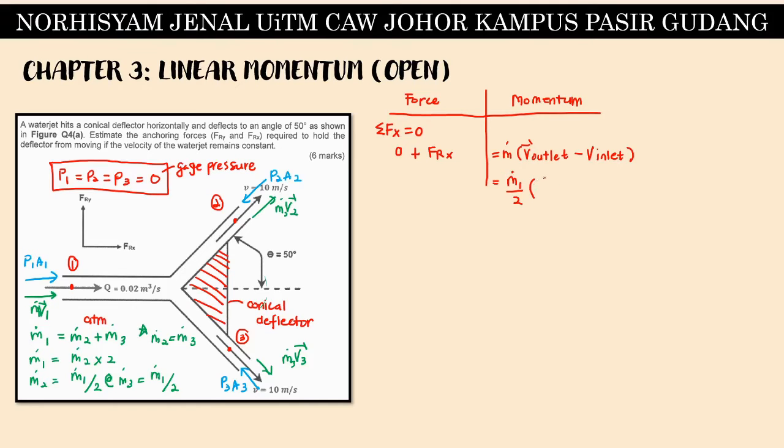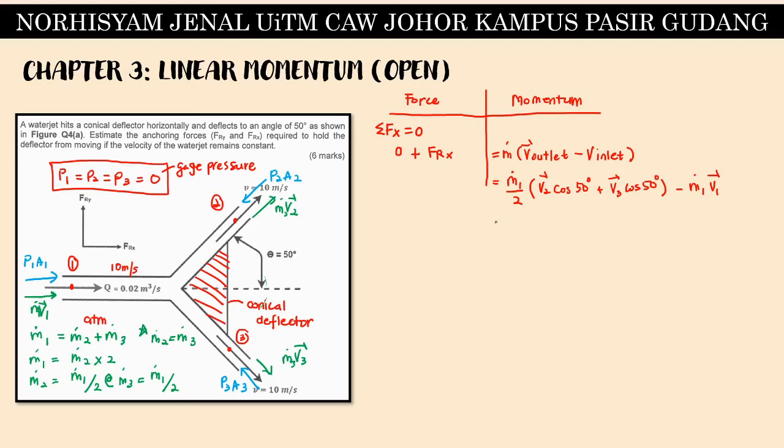And then we have V outlet to be positive to the right, V2 cos 50 degree. Okay, and then we have plus V3 cos 50 degree because both of them are moving to the right based on this arrow. And then we minus the mass flow rate for the inlet, m dot 1, multiplied by V1. Okay, remember the question says the velocity remains constant, so V1 should be equal to 10 meter per second also.